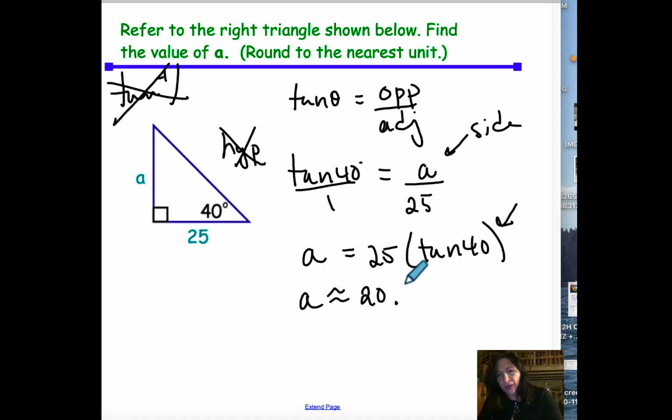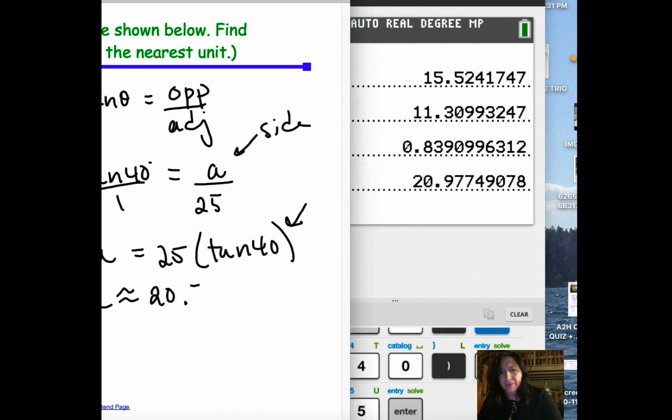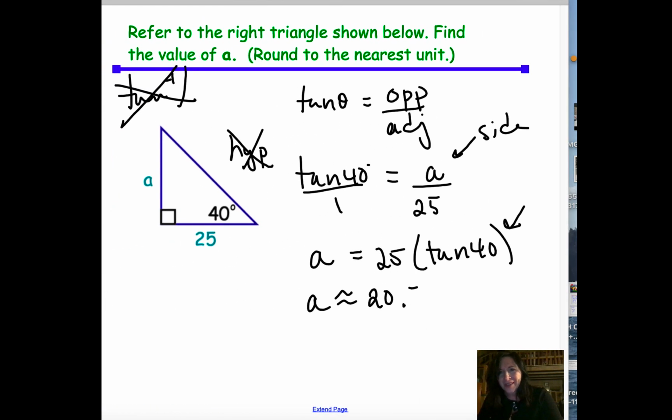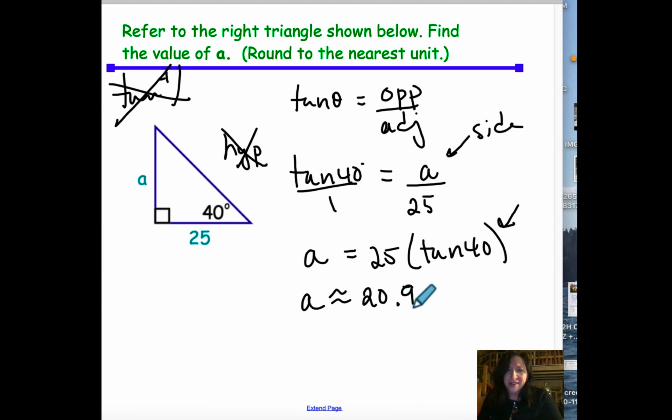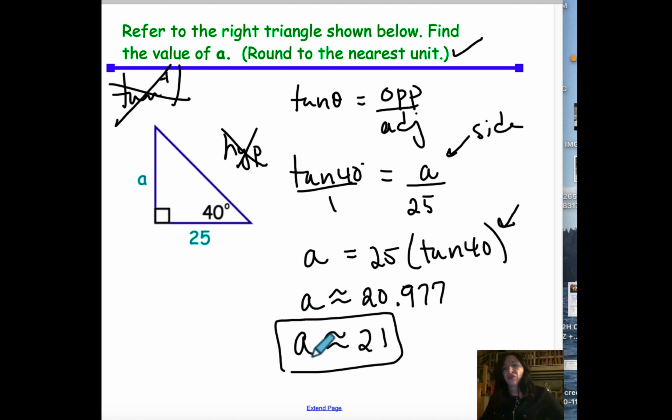And so going back, I'm going to plug that in, and I get little a is approximately 20.977. And it says round to the nearest unit. So they're asking for the whole number. So realistically, then now a is approximately 21. And so that would be the answer.